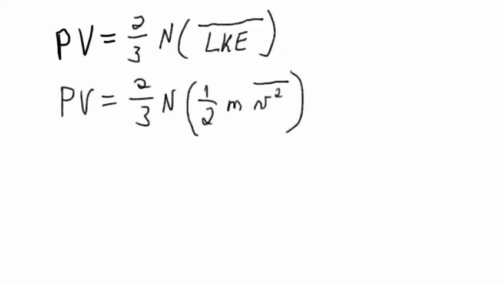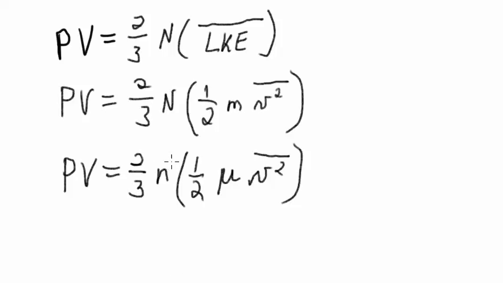If you have a gas composed entirely of one type of molecule, you can break that linear kinetic energy down into 1/2 mv squared bar, which is the mean of the square of the velocity of those particles of mass m. Let's note here that the number of particles, capital N, times the mass m, is the same as the number of moles, lowercase n, times the mass per mole, mu.